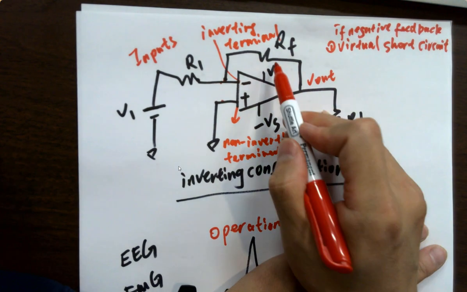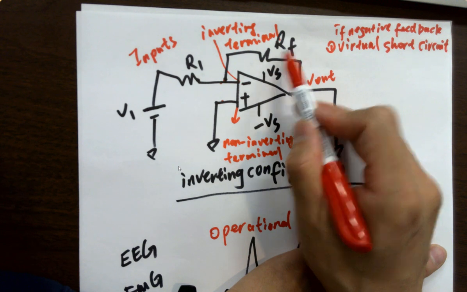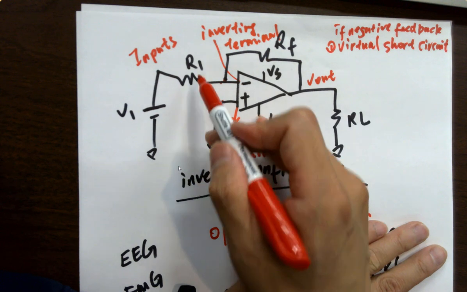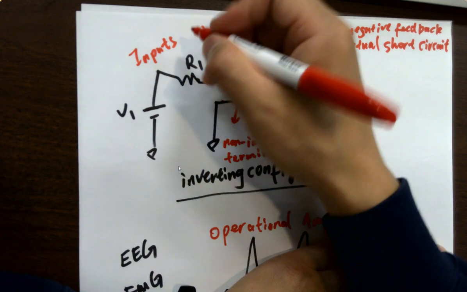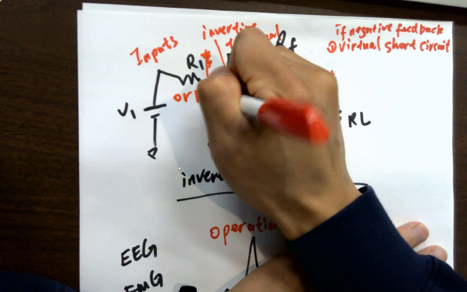Okay? And this is the feedback resistor. That's why it's labeled as RF. It's not radio frequency. It's a feedback resistor. And this R1 is the input resistor. Usually it's called R1 or R-in. R-in sometimes.